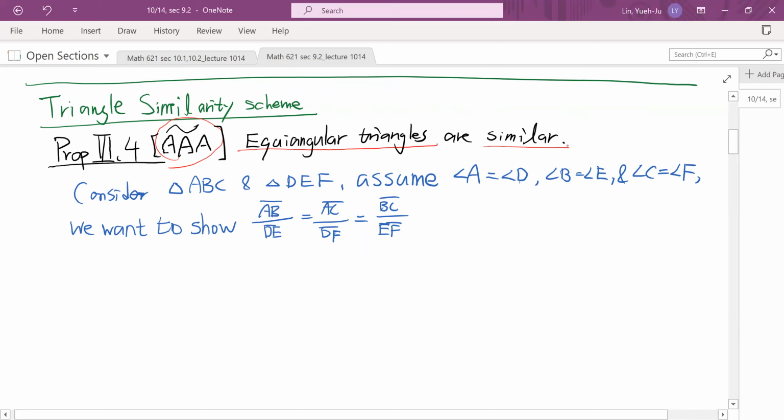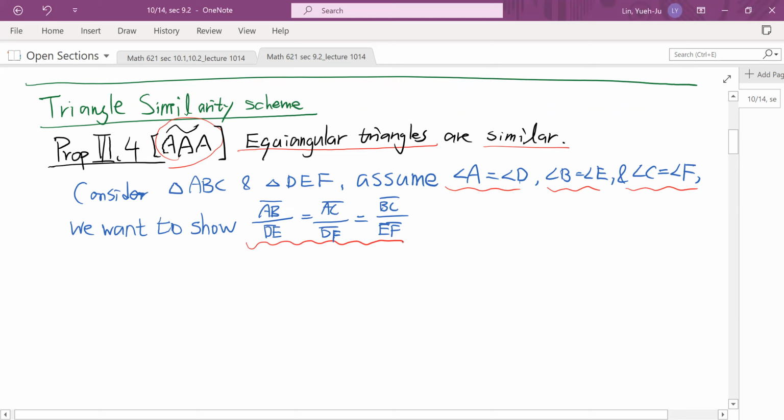Essentially, I write down the modern statement. If you have two triangles ABC and DEF, and assume the corresponding three angles are the same, then we have the sides are in proportion. Remember that the definition for two triangles to be similar means that not only do you need to have equal angles, the sides should be in proportion.